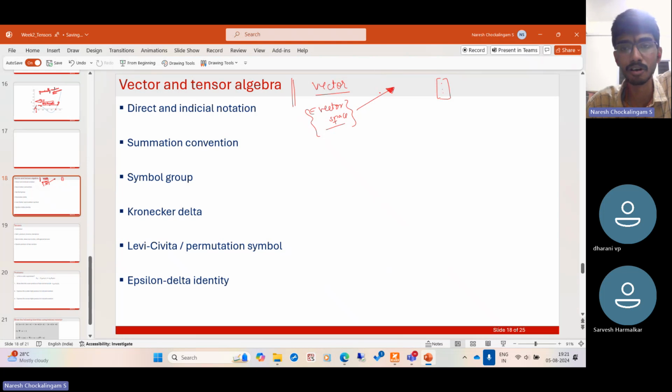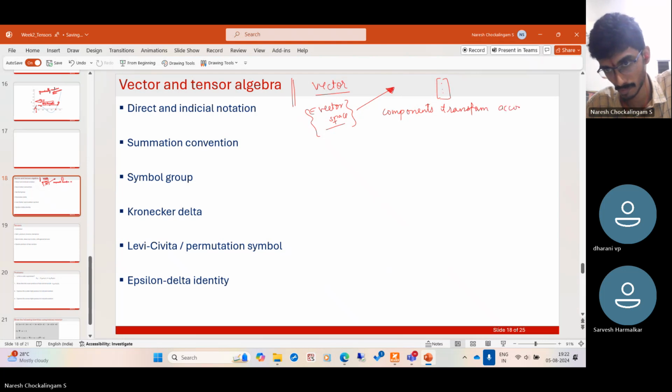And in physics, what people consider a vector is a directed line segment whose components transform according to certain rules with coordinate transformations.